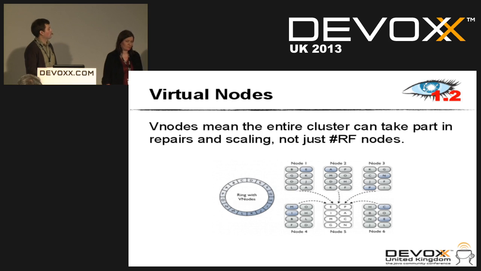vNodes means that each node gets its token range sliced up and then shuffled around the cluster. So through some clever tricks, this means that every node can take part in the repair and scaling, which puts far less load on the cluster. It's not enabled by default on Cassandra 1.2, but unless there's a good reason not to, turn it on.